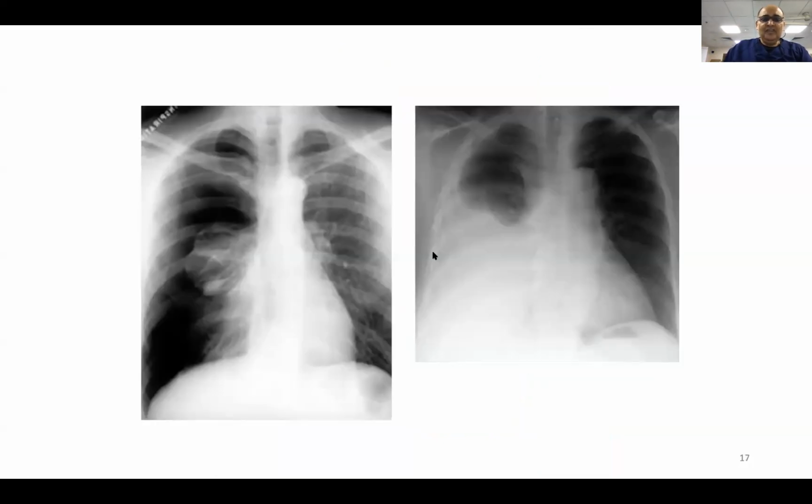So now this is just a clinical test of our knowledge of application. We talk about these things here. So this is the normal side of a chest x-ray.